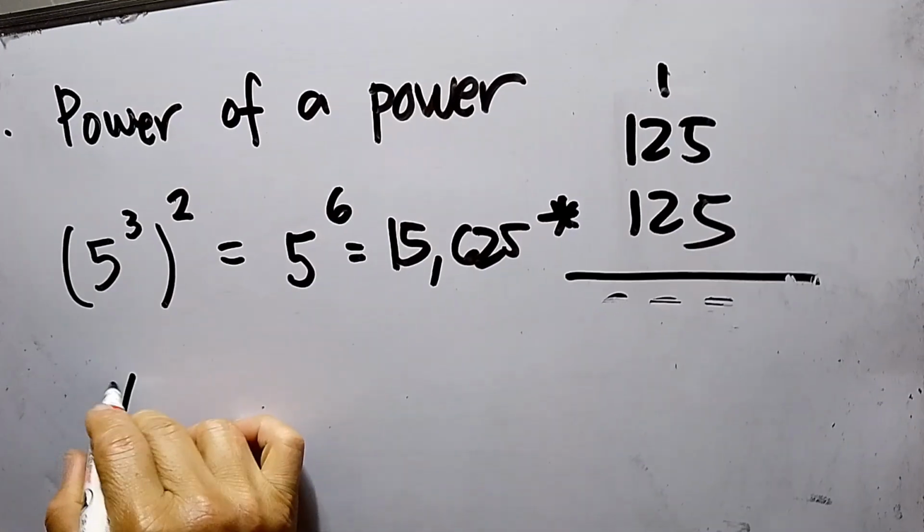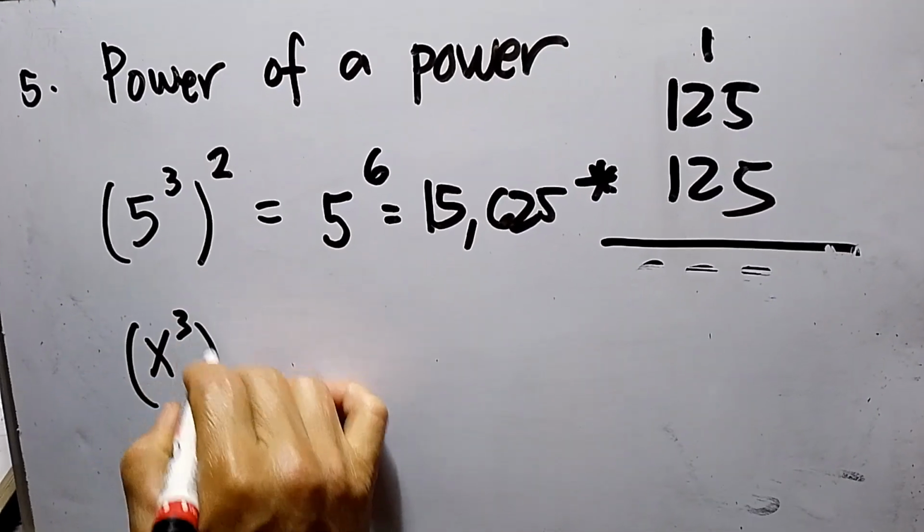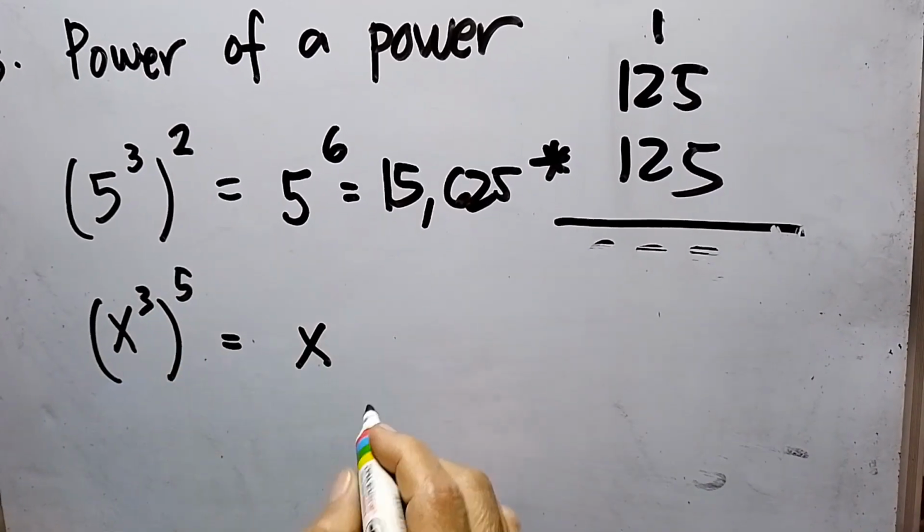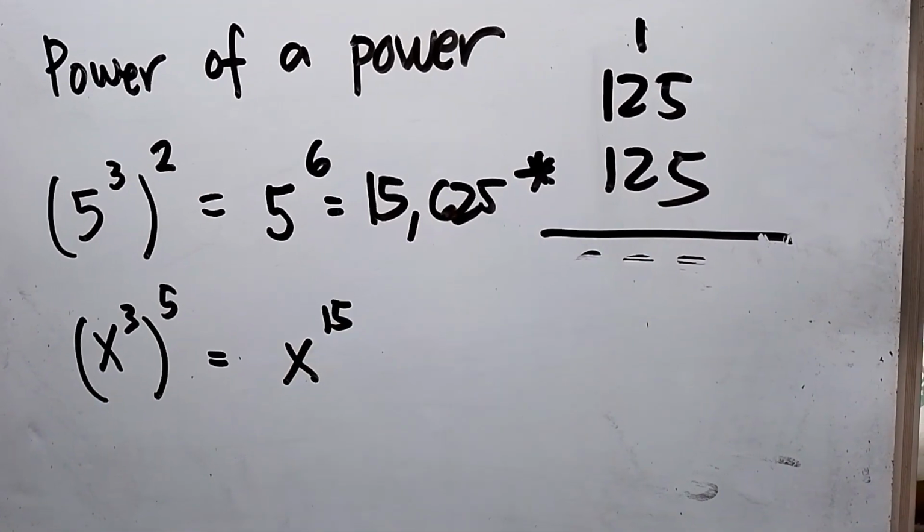If I have x cubed raised to the power of 5, copy the base and then multiply the exponents. So this will be x to the 15th. Now let's proceed to rule number 6. Rule number 6 is power of a product.